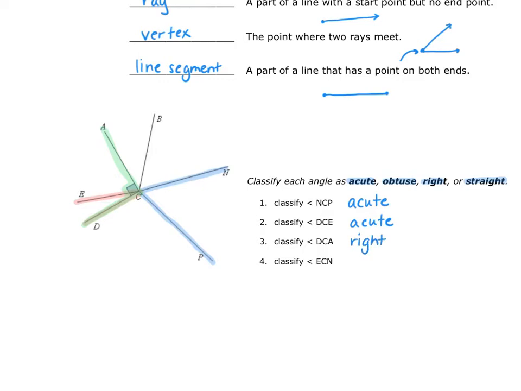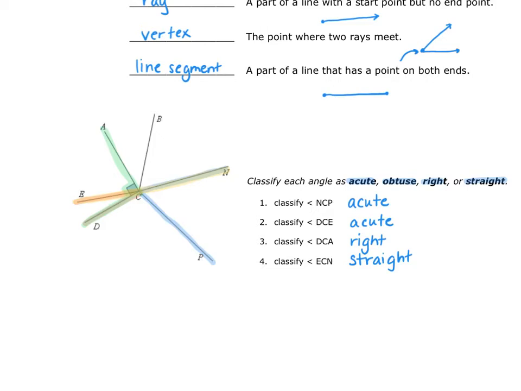And then ECN. So let's see, where is ECN? Let's change that to yellow. And I see here's E to C to N. That looks like it might be a straight angle. If you said obtuse, I would probably take obtuse as an answer because it could very well be an obtuse angle.